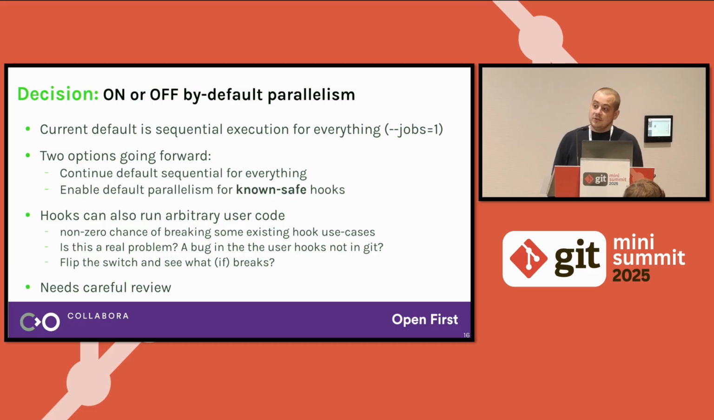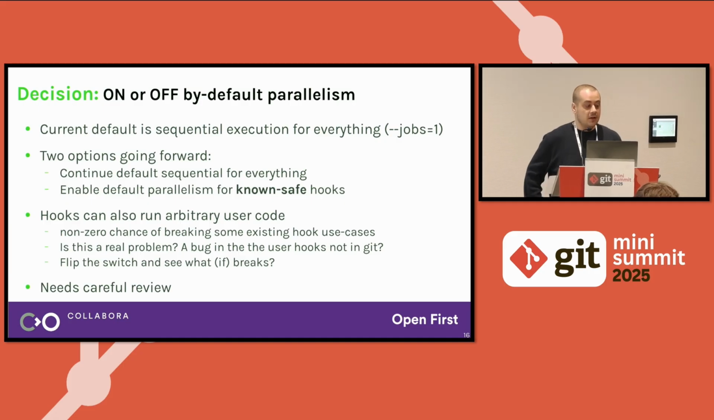Some hooks might be parallel by design. And there's also this problem that the hooks can contain arbitrary user code. So we don't know what data races they might have, and we might end up breaking some existing hooks by enabling parallelism. So maybe we should just keep it serialized by default and have parallelism as an opt-in. So anybody who wants to run their hooks in parallel can just enable the config to do so, because the user should know what's in their hooks, right? We don't know exactly what's in each hook. Now, I'm not sure how much of a problem this really is, but it needs careful review.